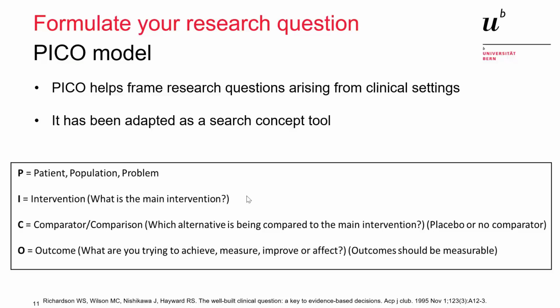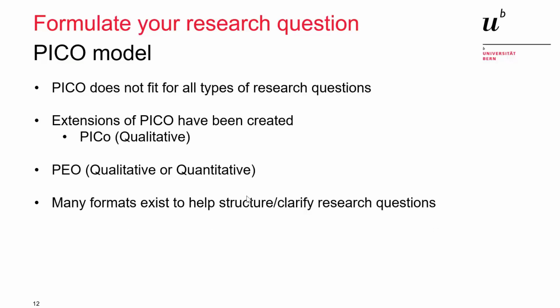The second way to use the PICO model is if you've already developed a research question, you can use it to more easily identify the key concepts. PICO does not fit all types of research questions, but many extensions of PICO have been created. PICO with a small o can be used for qualitative. PEO can be used for qualitative or quantitative studies. Many formats exist to help structure and clarify research questions. These are generally referred to as frameworks.